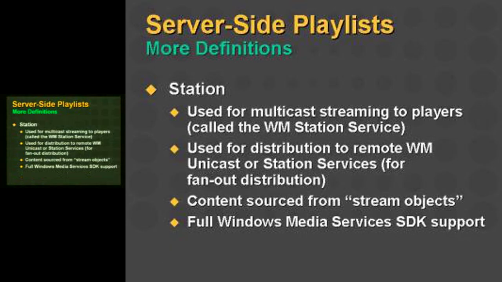A station is similar to a publishing point. It's a point that clients actually get content from, but it's for multicast. And in version 4, we have what's called connectionless or sessionless multicast. A station is the thing that actually broadcasts that content that players pick up on. A station can also be used for distribution to another server, to a publishing point on a remote server, or another station on a remote server.